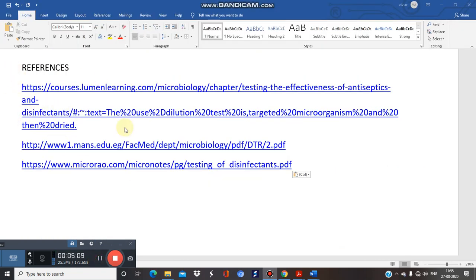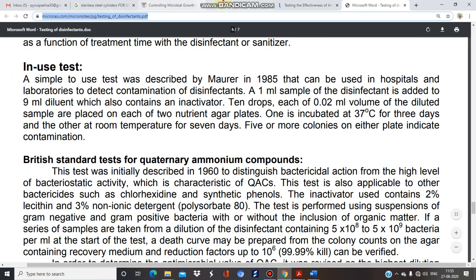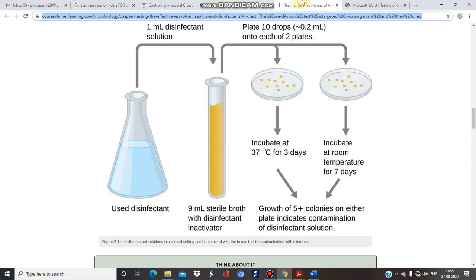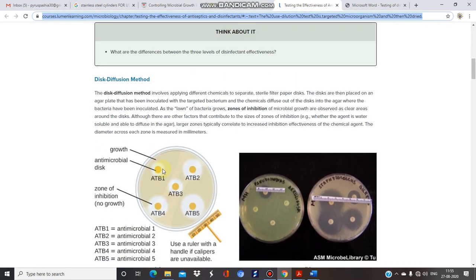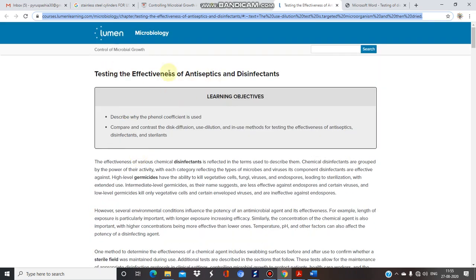So I hope this is clear. These are the references I have used. Please recall all your knowledge. See this diagram again of the in-use test for the testing of the effectiveness of the disinfectant.